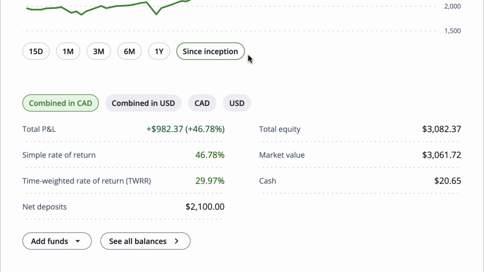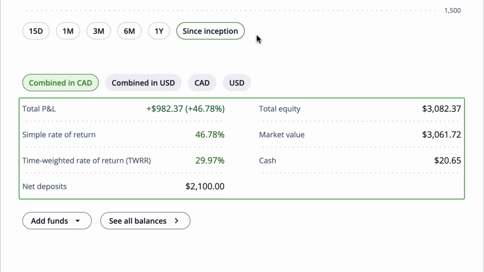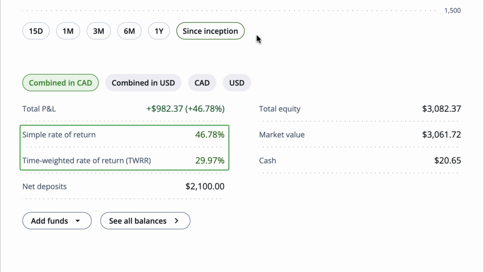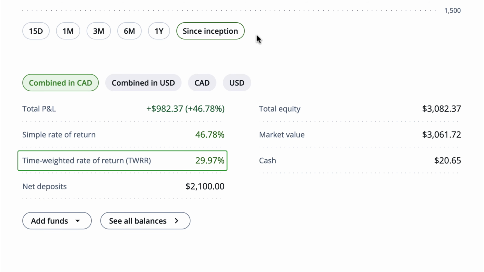Below this, you'll see a table of key statistics, starting with total profit and loss, or P&L. This shows the total change in value of your investments since you opened your portfolio. Below this, you'll see the rate of returns. The simple rate of return percentage shows your investment's returns by dividing income and capital gains by how much you've invested. Meanwhile, a time-weighted rate of return shows your portfolio's annual performance regardless of deposits and withdrawals.